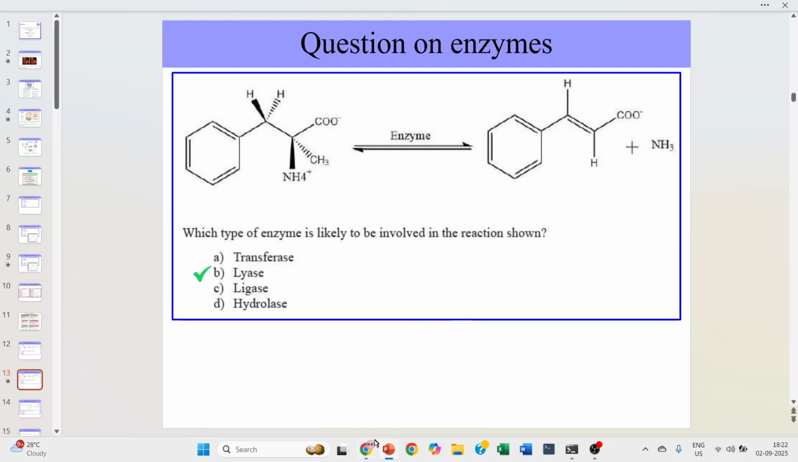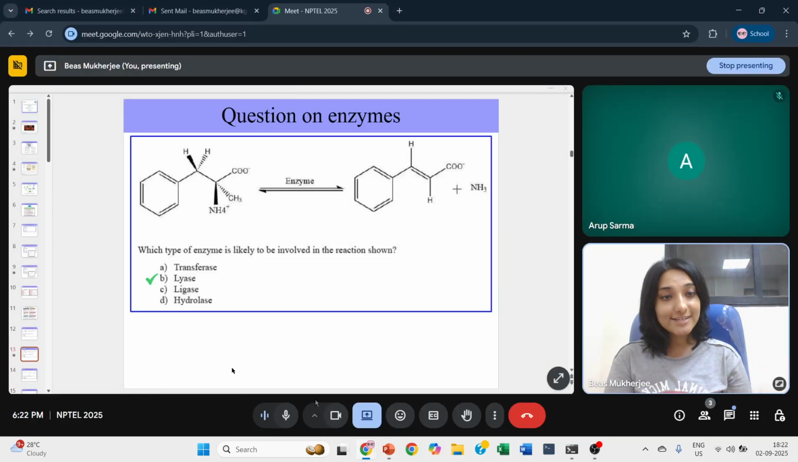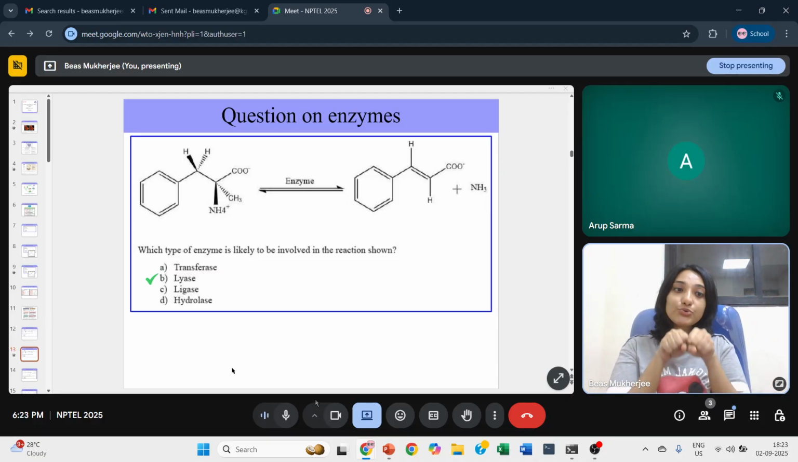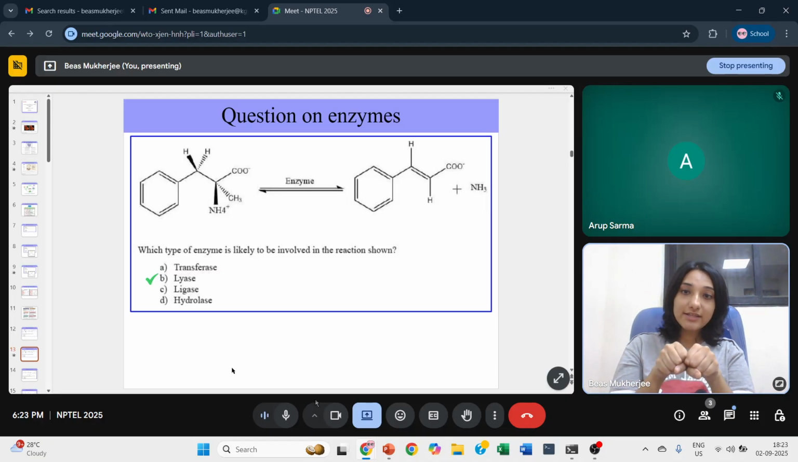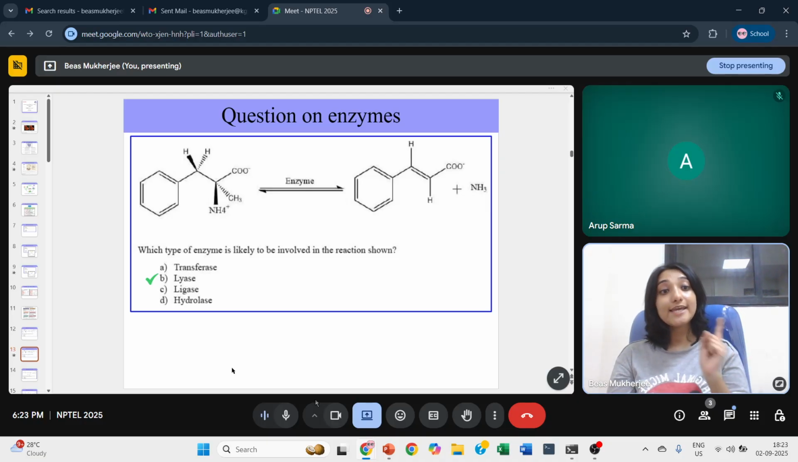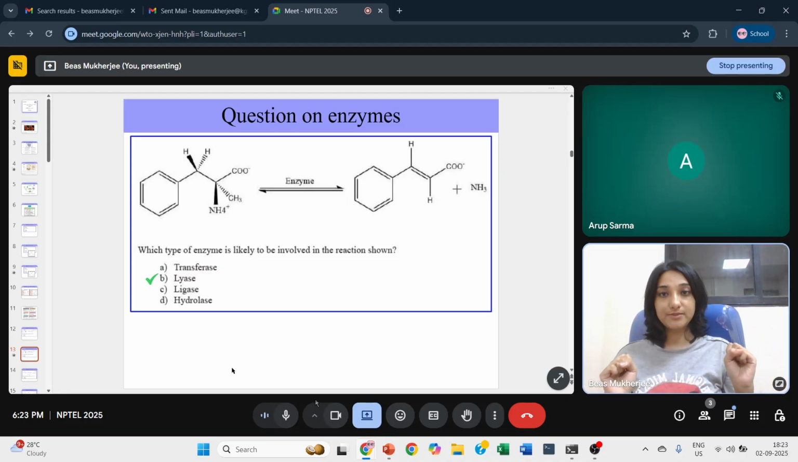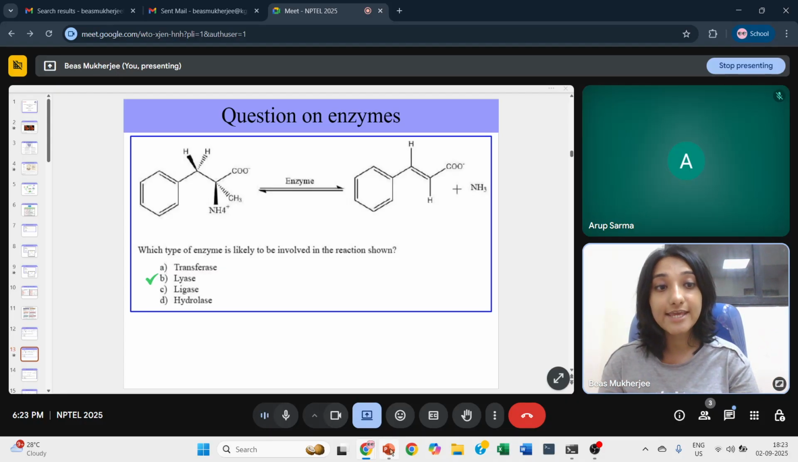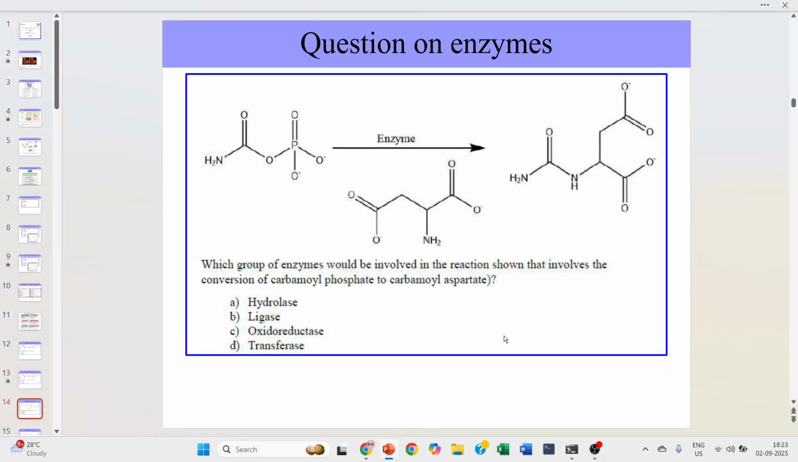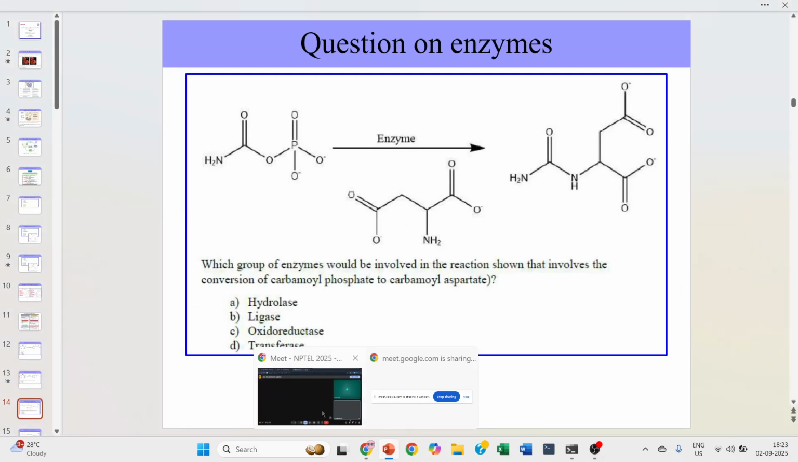Right, the answer is ligase. Ligase is the one that joins two chemical moieties together using ATP. That is ligase. It makes sure that a bond is formed between two chemical groups. Okay, so the right answer is ligase. Now we have the next one.